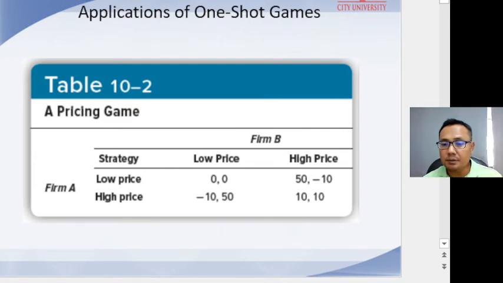A similar argument holds from firm B's perspective. So firm A is always better off charging the low price regardless of what firm B does, and B is always better off charging the low price regardless of what A does. Hence, charging a low price is a dominant strategy for both firms.